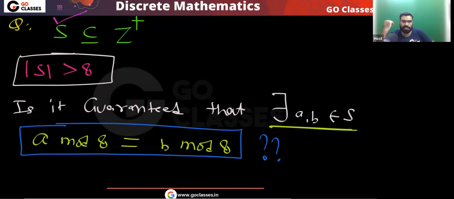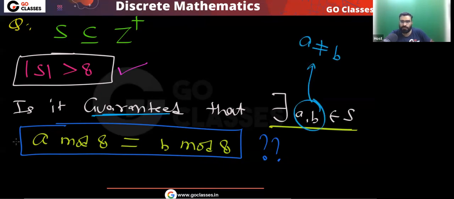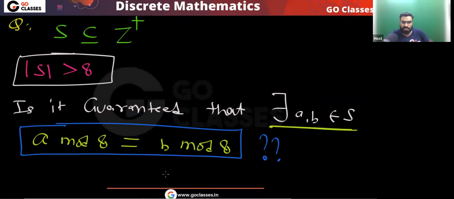Remember, you have a set of positive integers. In this set, you have more than 8 elements. This S can be anything. I don't know what this S is. It is a subset of positive integers. Is there any guarantee that there exist 2 different elements such that they will give you the same remainder when you divide by 8?